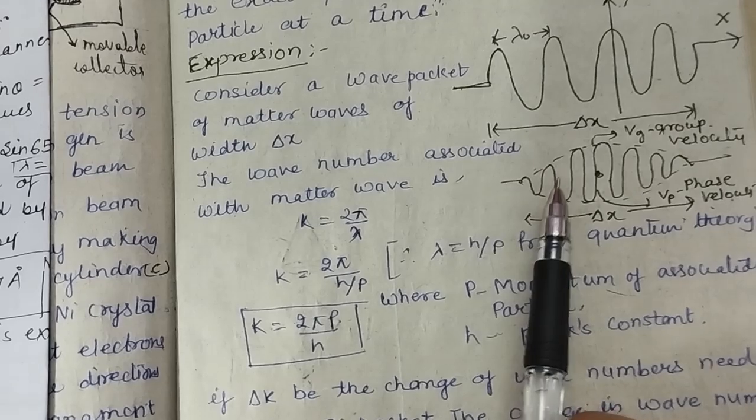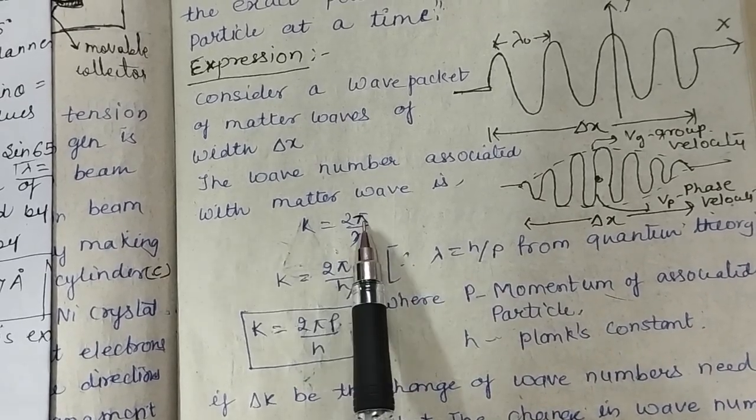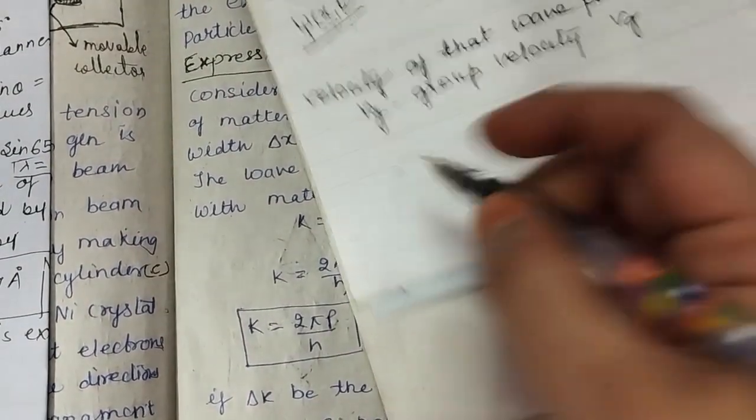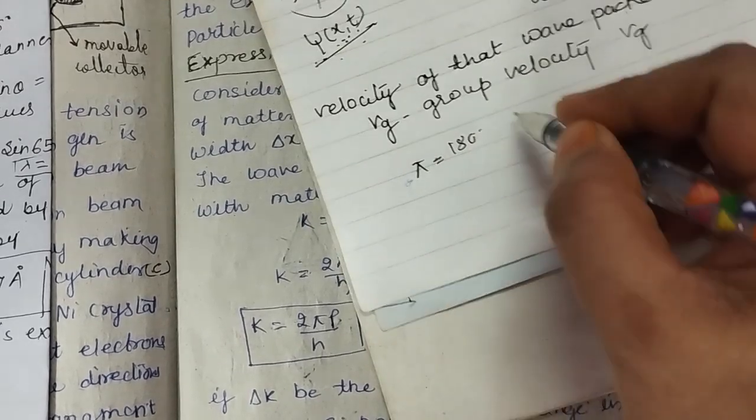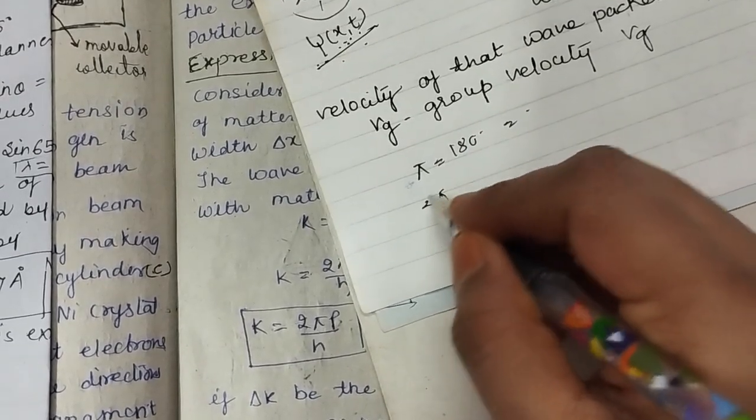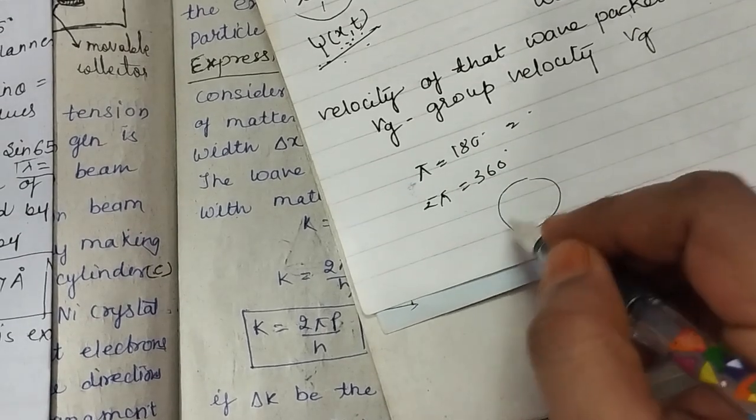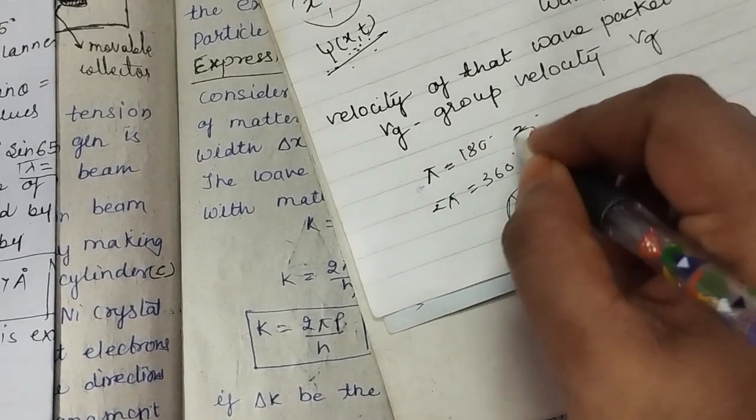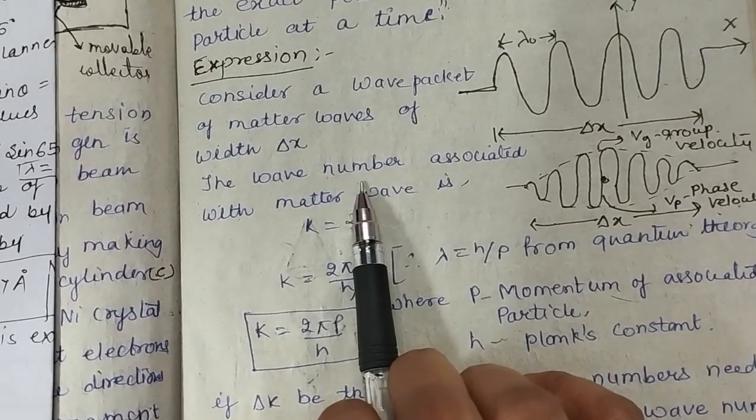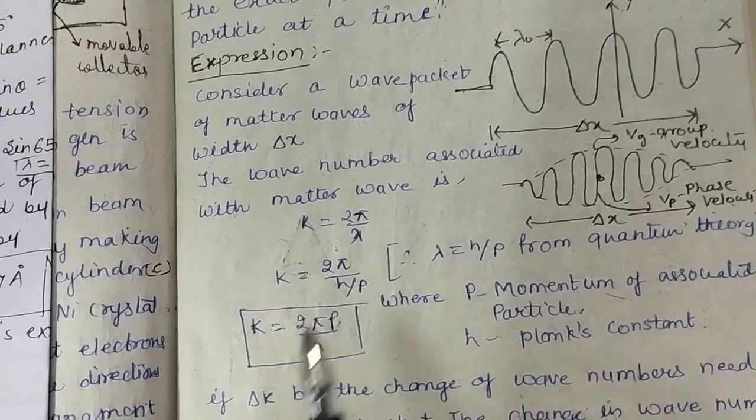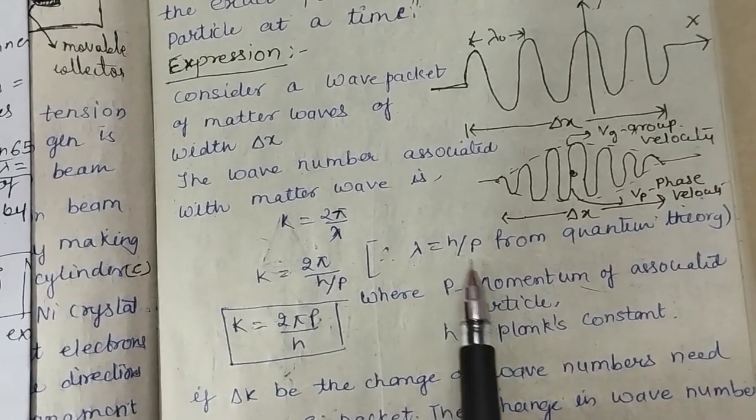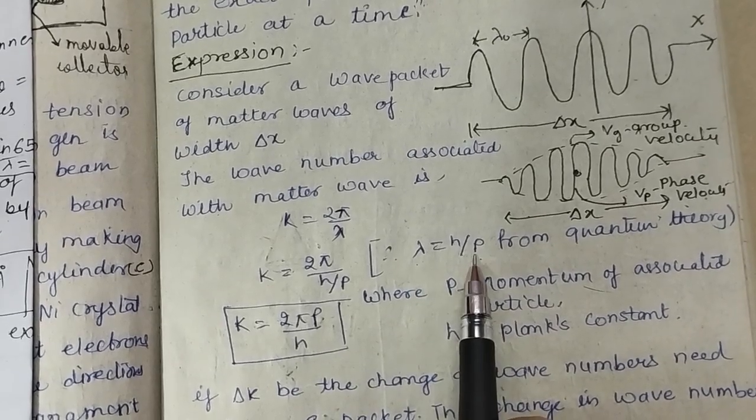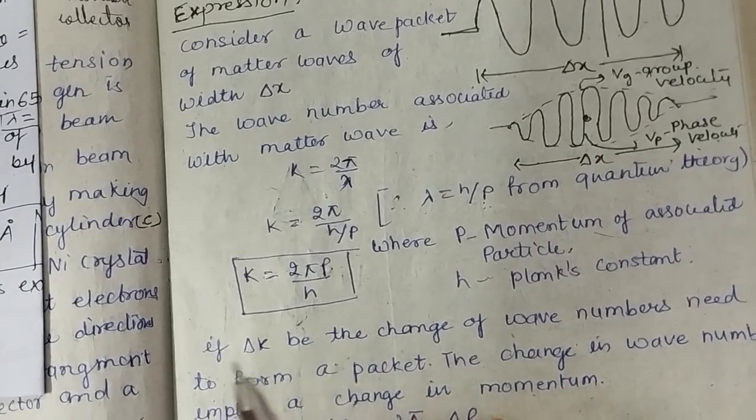The wave number associated with the matter wave is k, k equal to 2 pi upon lambda. Why 2 pi? Pi equals 180 degrees, 2 pi means 360, a circle has 360. That's why we say k equal to 2 pi upon lambda, where k shows the wave number and lambda is the wavelength. We know that lambda equal to h upon p, where p is momentum, lambda is wavelength, h is Planck's constant. Putting the value, we have this.